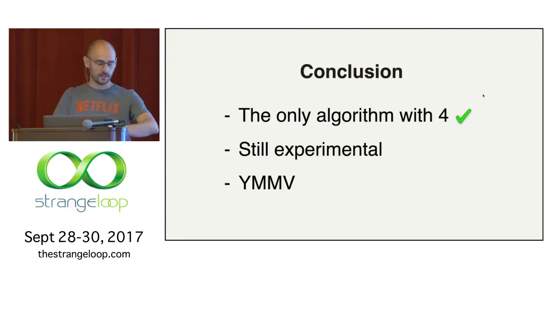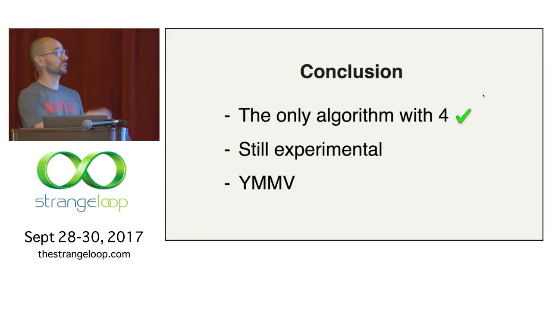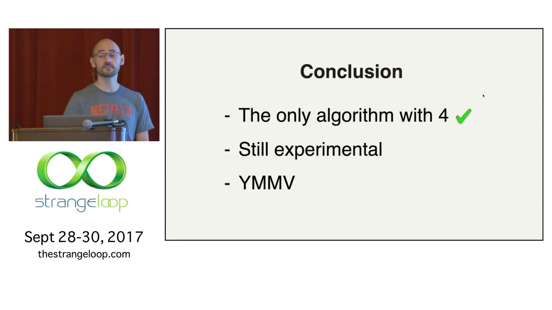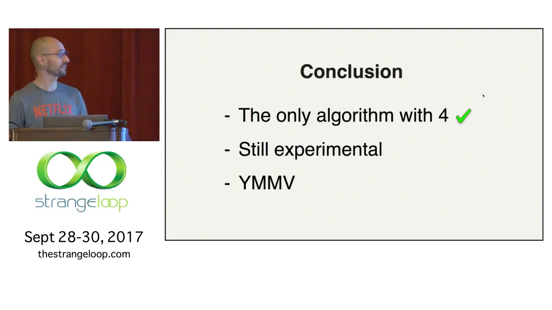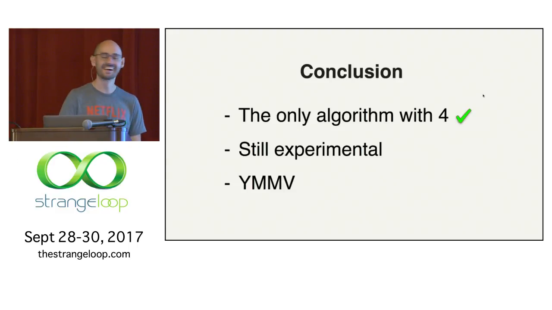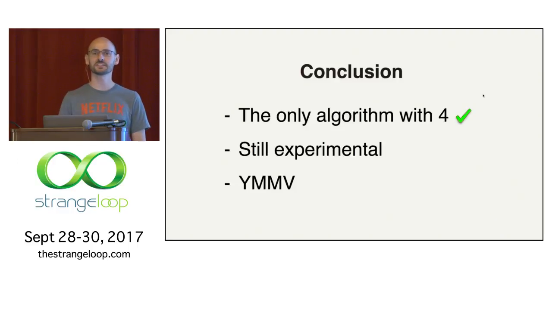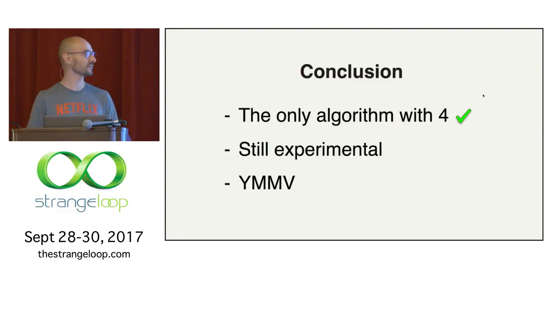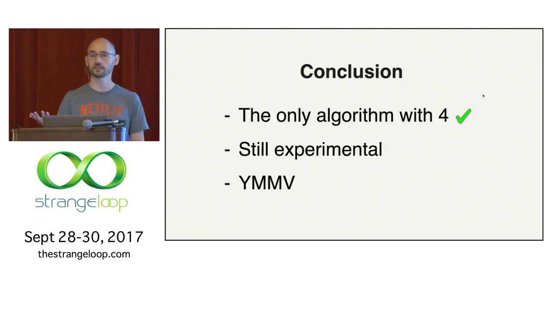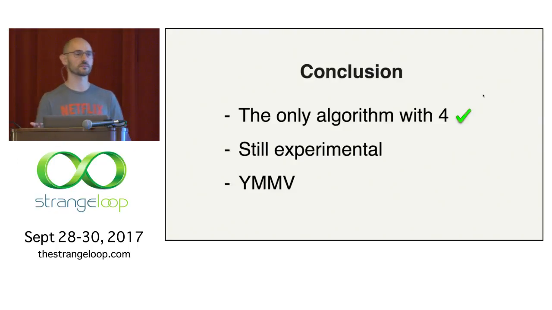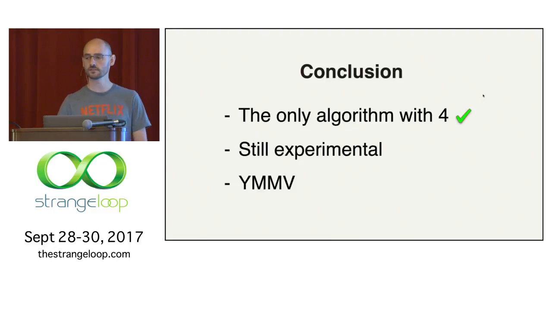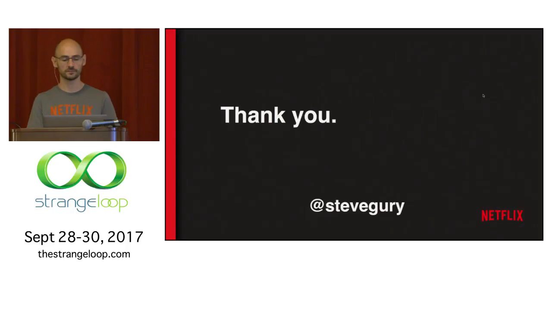So in conclusion, I would say that it's the only algorithm with four checks. That's easy to say because I designed those checks. It's still experimental. There was only one production service, at Twitter, that used it. So it's not widely deployed. And your mileage may vary, obviously. I'm sure there are cases where it needs some tweaking. But in most cases, I would say it should work pretty well.